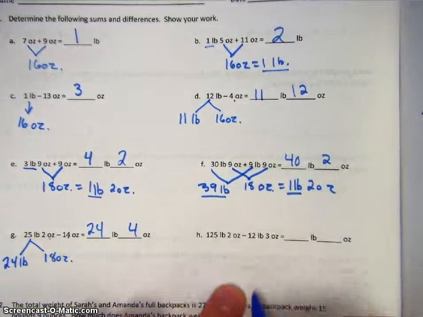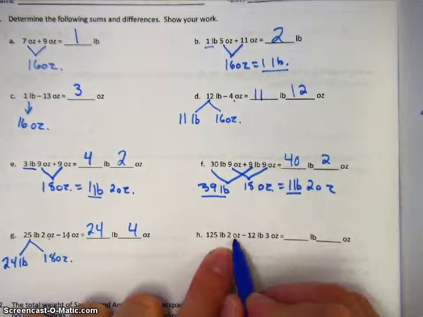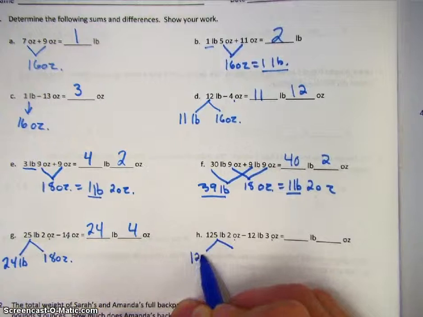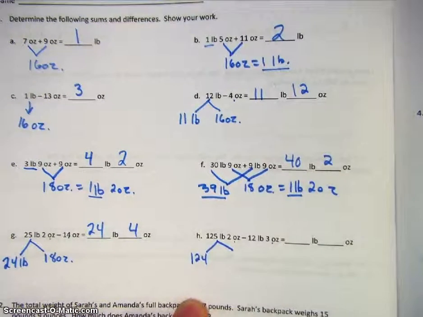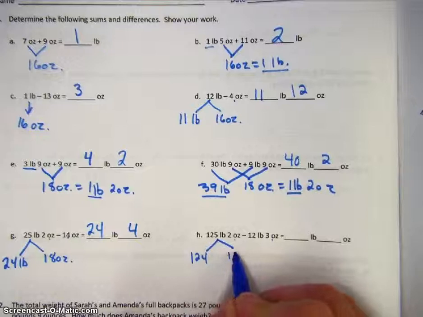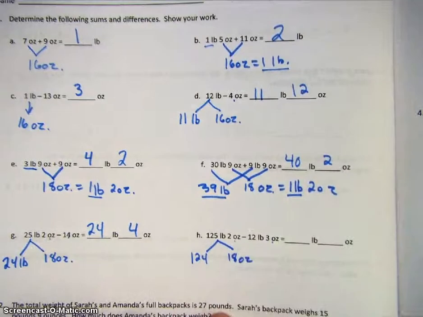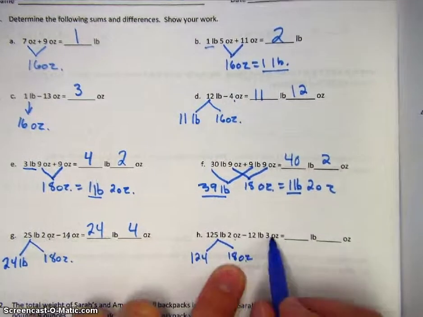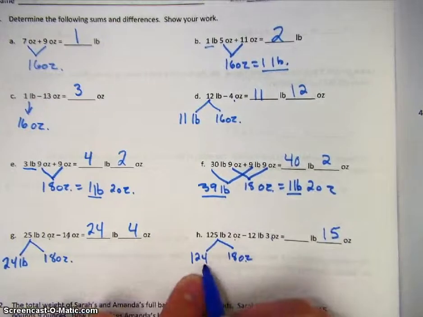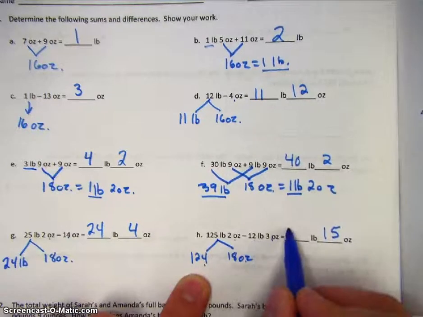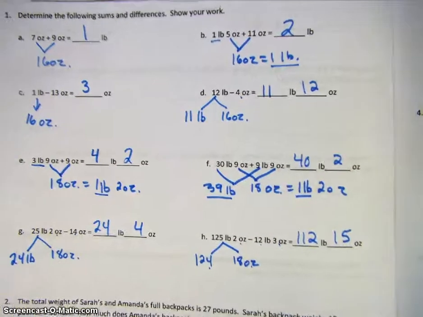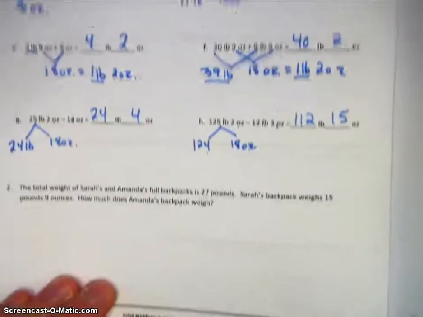Okay, next, a little bit larger numbers. Okay, but again, we see 2 ounces minus 3 ounces, so we need to convert one of our pounds into 16 ounces. So we take our 16 ounces plus the 2 ounces we started with, we have 18 ounces. Okay, so now we have 18 minus 3 gets us 15 ounces, and 124 minus 12 gets us 112 pounds. Okay, now we're going to move on to some word problems dealing with weight.